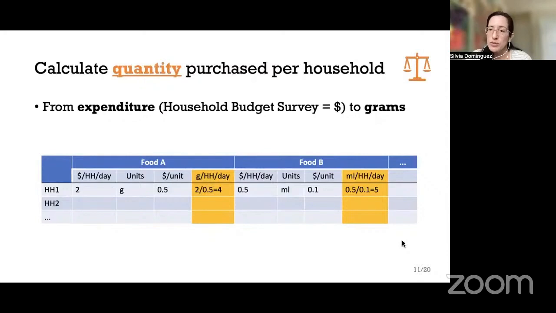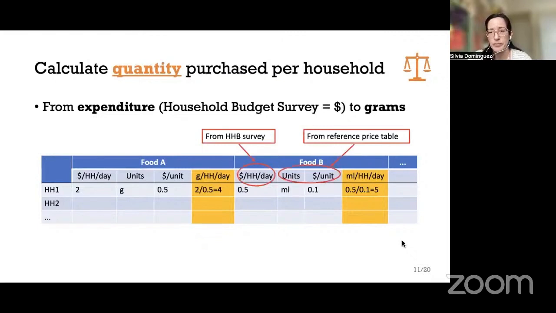Okay, so with the previous steps, what we managed was to express food expenditure data reported in a household budget survey as the amount spent per household per day for each food and each household. Now we know how much each unit of food costs from what we saw before from our price tables. So obviously we can now calculate the amount of food purchased by each household by dividing the amount spent per day by the cost of a unit of food.